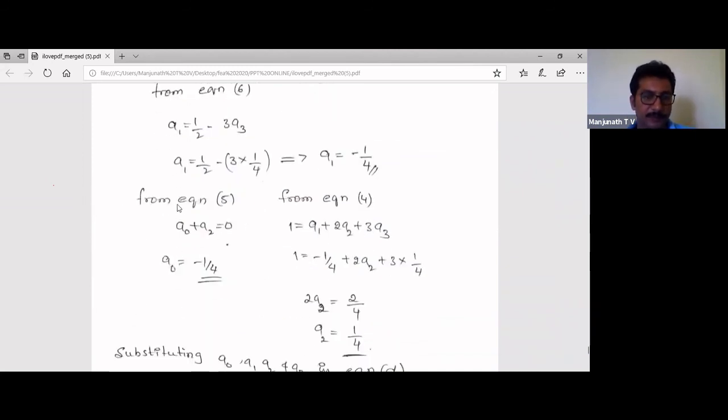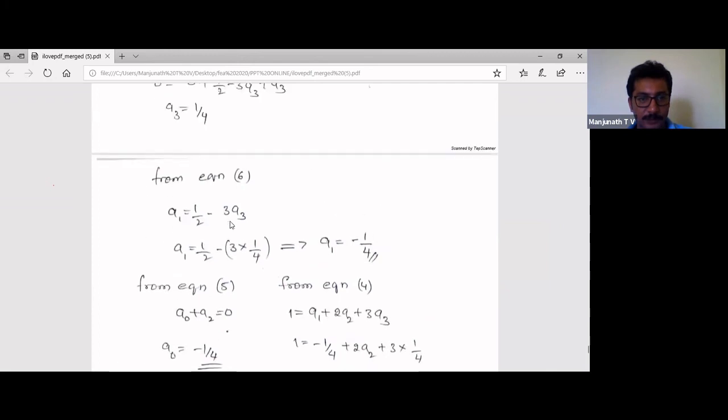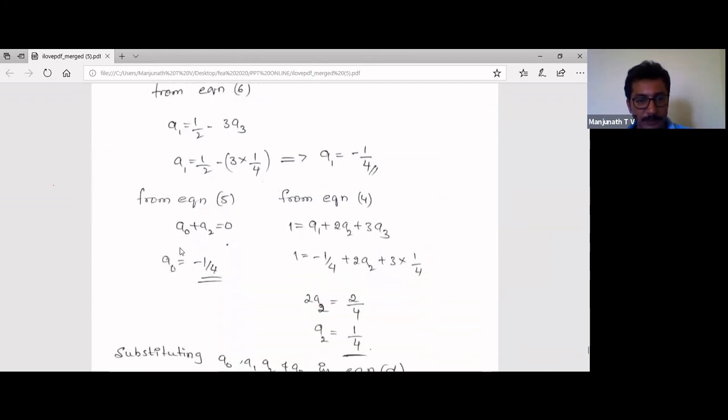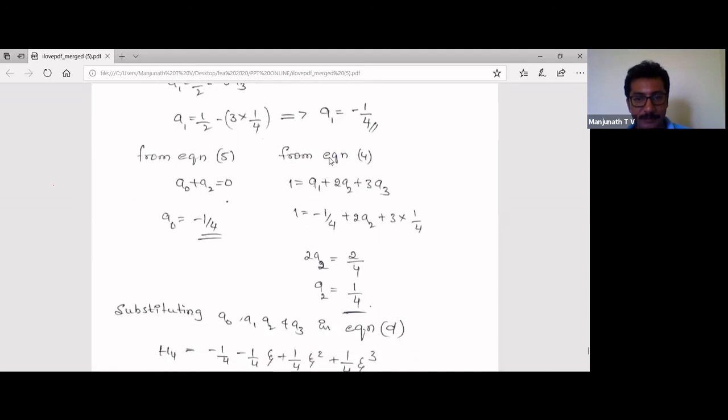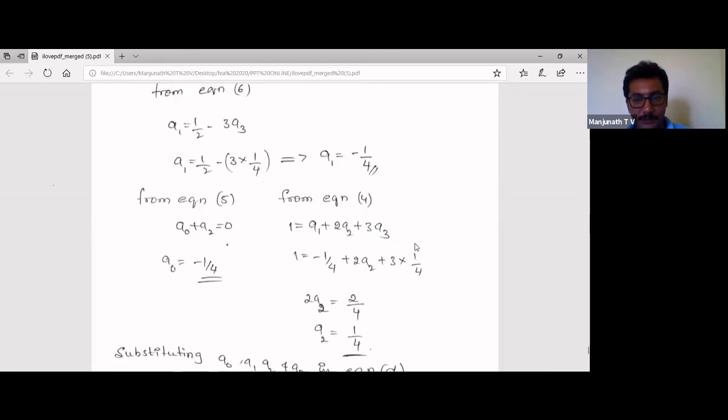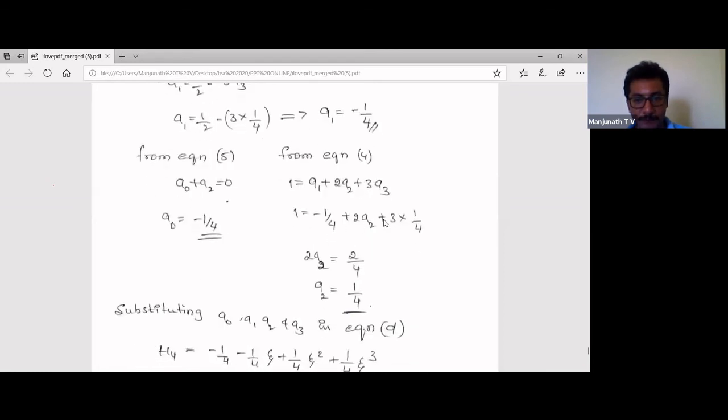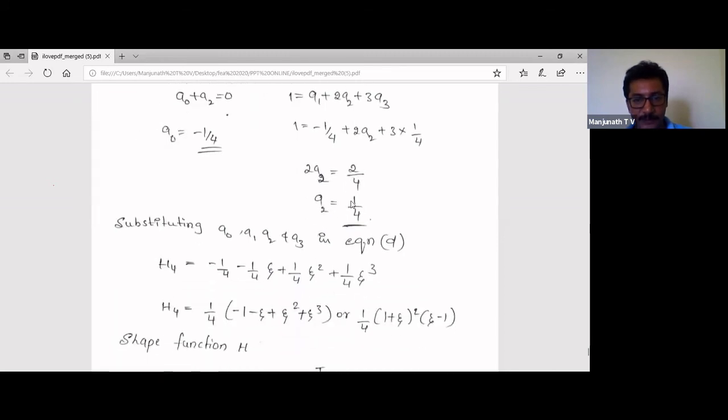Okay, again from equation number 5, a0 plus a2 is equal to 0, then substituting the a2 value. Before calculating this, we just consider equation number 4. From equation number 4, 1 is equal to a1 plus 2a2 plus 3a3. Again, substitute a1 value as minus 1 by 4 here, plus 2a2, plus a3 value as plus 1 by 4, 3 into 1 by 4, which gives 2a2 is equal to 2 by 4. Then a2 is equal to 1 by 4.